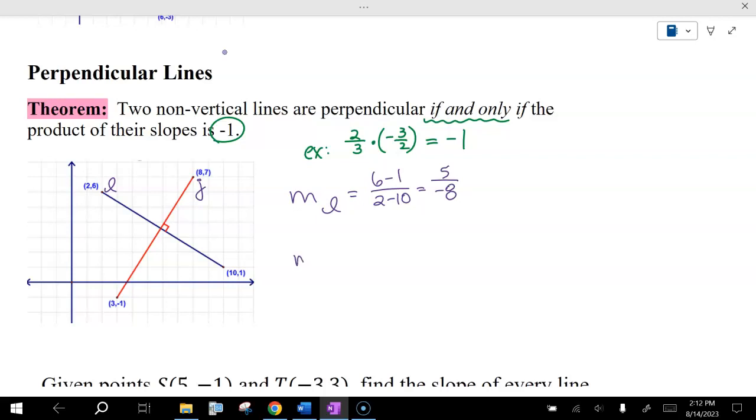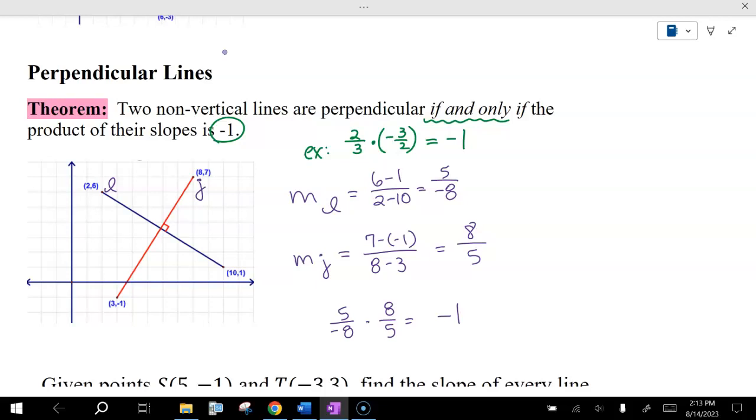Now I'll look at that red line. I've called that line J. And so if I take my difference in my y's, I have 7 minus negative 1 over 8 minus 3. Well, 7 minus negative 1 is 7 plus 1, which gives me 8 over 5. So now you look at these, and based on this theorem, is the product of these two slopes negative 1? And let's look. If you have 5 over negative 8 times 8 over 5, we could reduce before multiplying, and it does, in fact, equal negative 1.